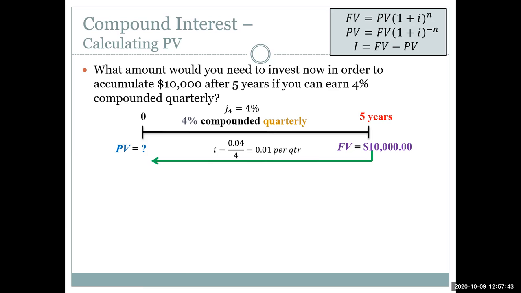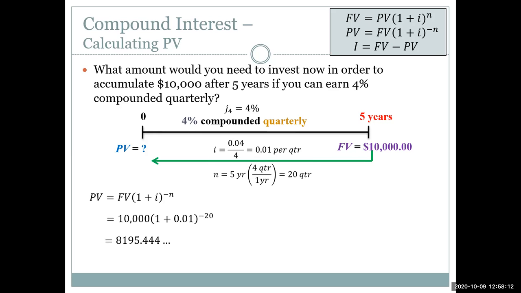Periodic rate is just the 0.04 over 4 or 0.01 per quarter. The number of quarterly compounding periods is 5 years, 4 quarters per year, 5 times 4, 20 quarters. So we have quarters for our periodic rate and quarters for our number of compounding periods. We're able to go ahead. There's our formula again.